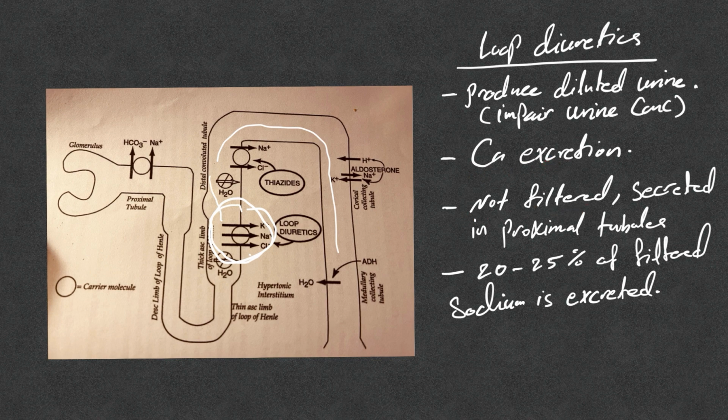The loop diuretics are not filtered here. They don't get filtered in the glomerulus. They are secreted right here in the proximal tubule. So if there is any problem with the kidney function, like acute renal failure or chronic kidney failure, the secretion of loop diuretics here will be impaired, and that explains why we need higher doses in these conditions. 20 to 25% of the filtered sodium gets excreted out of the body when we use loop diuretics, compared to thiazides, where we have only 3 to 5%.